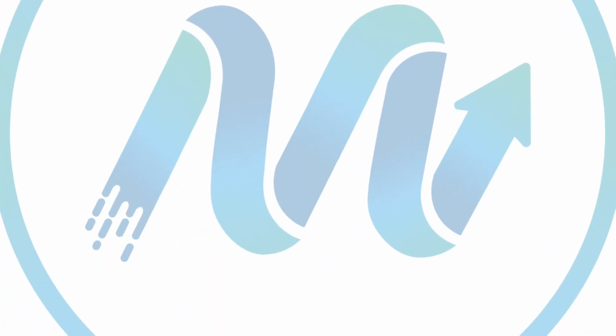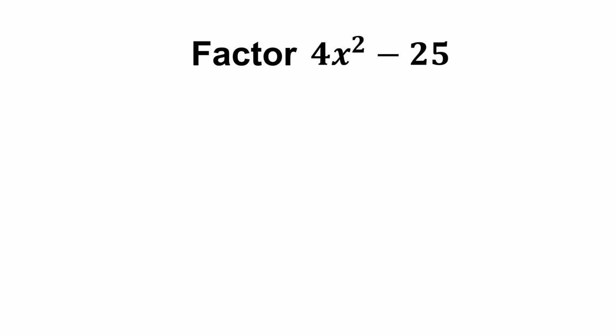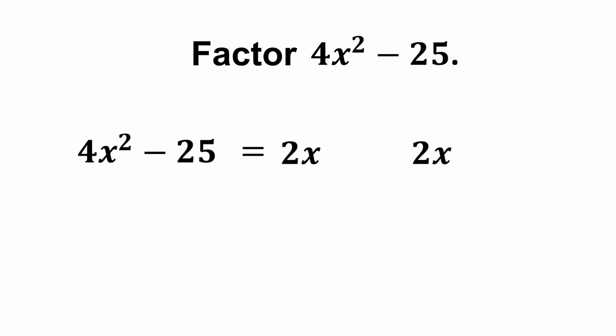Another example. Factor 4x squared minus 25. This type of factoring is usually done mentally. The square root of 4x squared is 2x. And the square root of 25 is 5. Express these square roots as product of sum and difference. Therefore, 4x squared minus 25 is equal to the quantity 2x plus 5 times the quantity 2x minus 5.